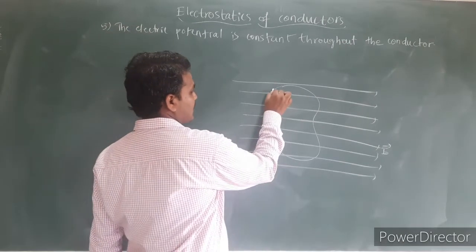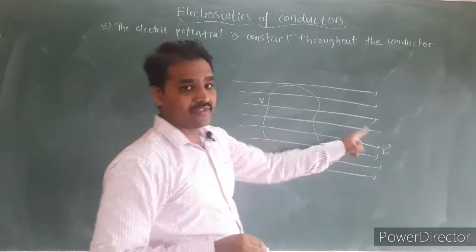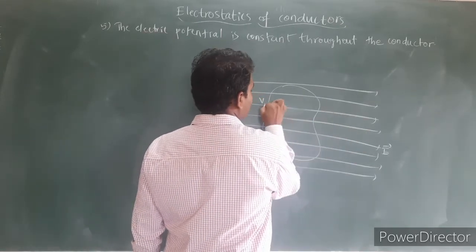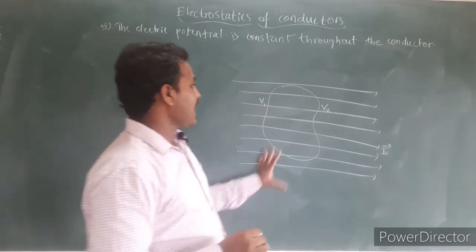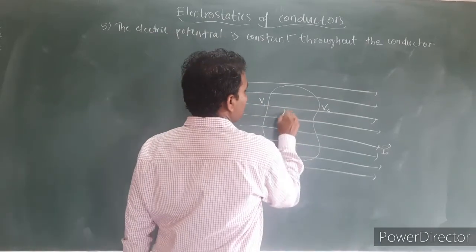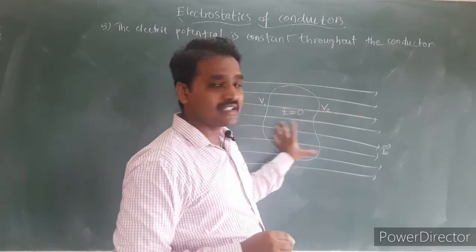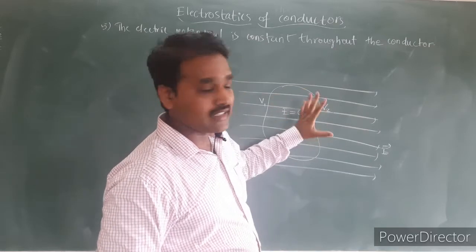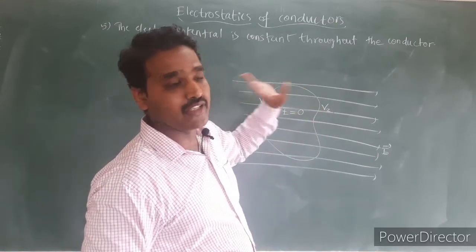So let us consider the left surface here. At the left surface, let the potential because of this electric field be V1, and on the right surface let the potential be V2. Inside the conductor we have already proved that the electric field intensity is equal to 0. Even though the conductor is present in the external electric field, there will not be any electric field within the conductor.